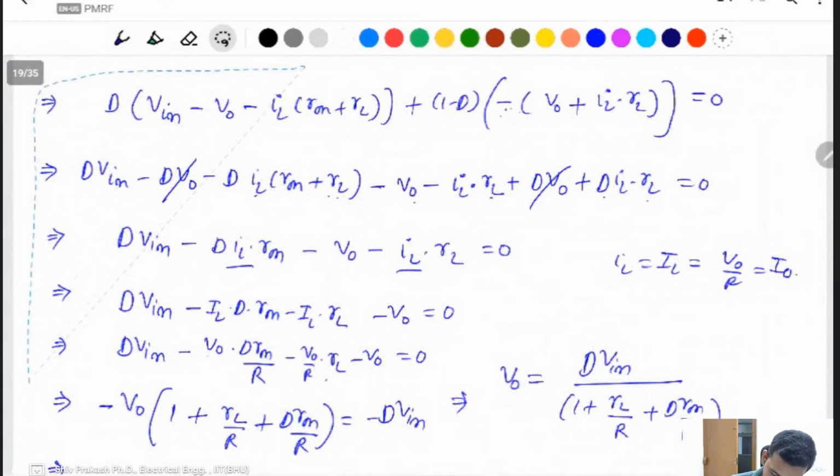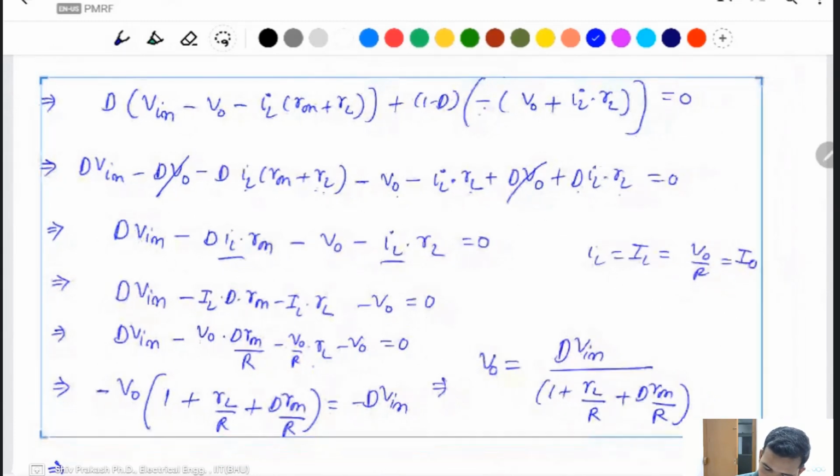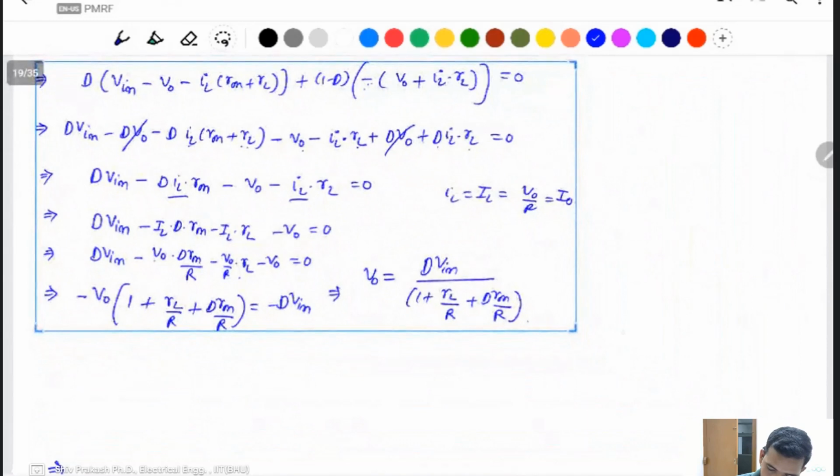Reduce the size of this one. Sir, yes, in the previous slide we have written the equation for current-second balancing. Yes, yes.